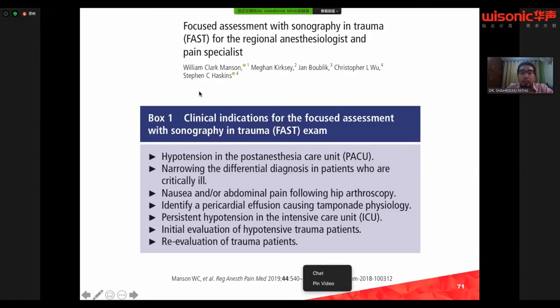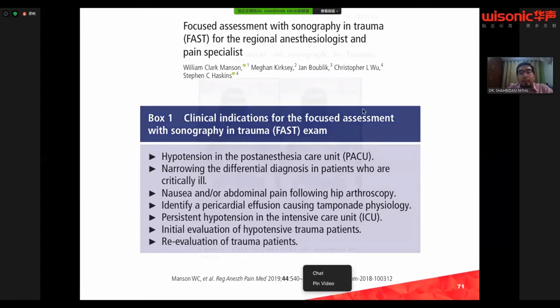But now this is a 2019 application. Anesthetists can also use FAST, for example, when you have a shock patient, hypotension in PACU, in the differential diagnosis in the critically ill, as well as unique conditions, for example nausea, vomiting, or abdominal pain following hip arthroscopy. There's been documentation that in hip arthroscopy there is leakage of the arthroscope fluid from the joint into the abdomen, and it causes a bit of nausea and abdominal pain. You can confirm this by doing a FAST examination.